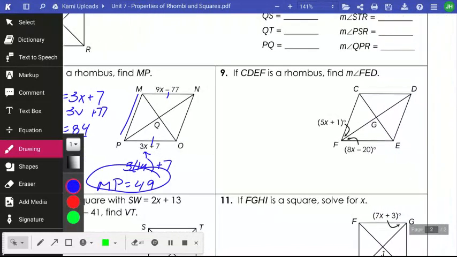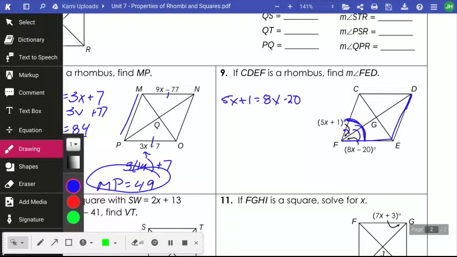Going on to number 9, there's a couple different ways you could do this, but since this is a rhombus, and it is not a square, we know that these two angles are going to be equal to each other. If they're a square, we could add them to 90, but they're not. And so we'll do 5x plus 1 is equal to 8x minus 20. The reason we need to find x is because we're looking for FED, which is this angle here. So if I can find this entire angle here, I can subtract from 180 and get that.